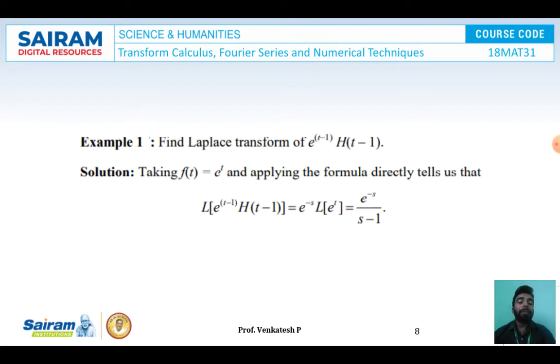Now I'll be converting this f of t minus 1 in terms of f of t by replacing t with t plus 1. So we got f of t equal to e power t. Now I'm going to apply the Laplace transform for this function. So we'll be getting the equation like this. Laplace transform of e power t minus 1 into h of t minus 1 will be equal to e power minus s into Laplace transform of e power t. This will be equal to e power minus s by s minus 1.